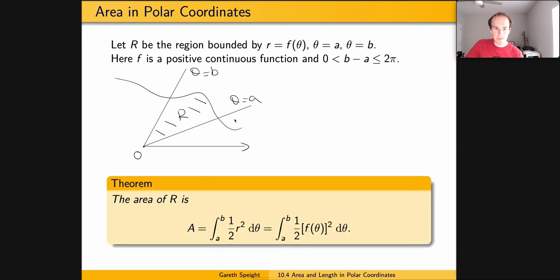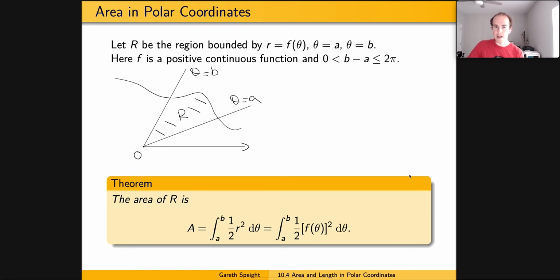So that's the idea. If you do that, then you will get sums, and then you will let the individual pieces get smaller and smaller. You'll take a limit. The sums will become an integral. It will give us this formula for the area of this region R. So it's the integral of a half r squared d theta, or since r is f of theta, it's the integral of a half f of theta squared d theta.